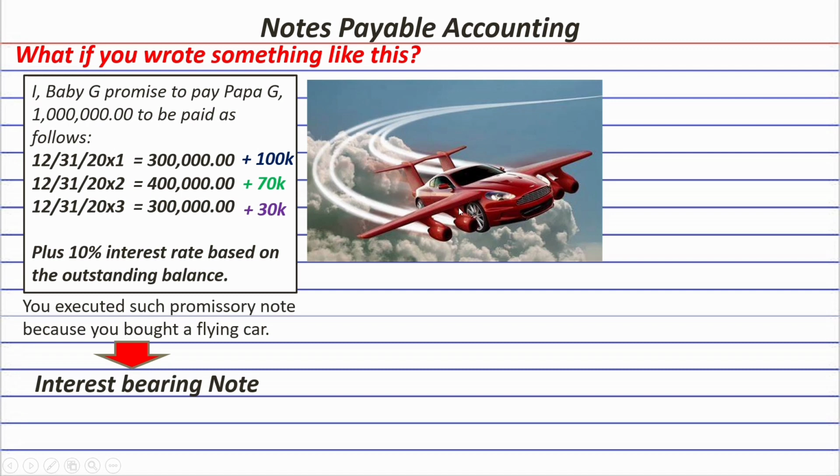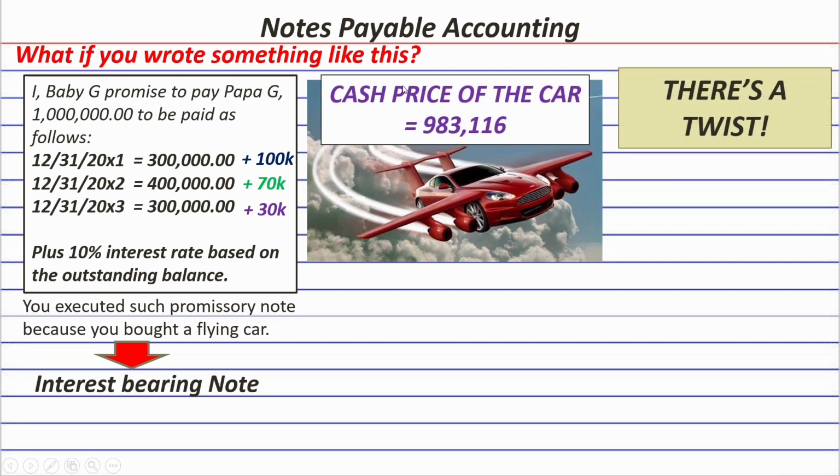Okay? Now, there is a twist. And that twist is that you have an option in the very first place to buy this flying car in cash for 983,116. But let's assume that you have no cash in this moment. Okay? So again, since you don't have cash in that moment, you executed this promissory note to pay in installments.